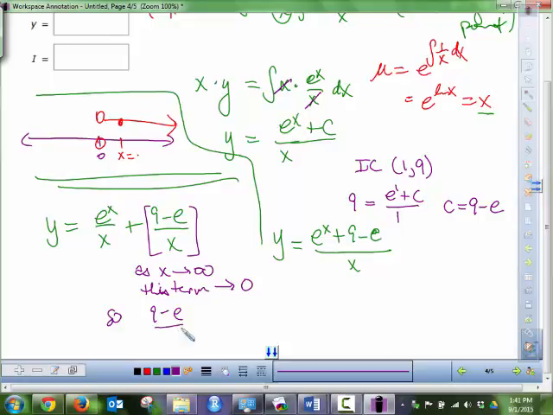9 minus e over x is called a what? Transient. Transient term. Okay? Should we check? I suppose we should check.